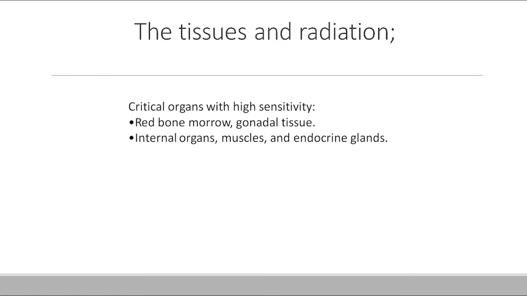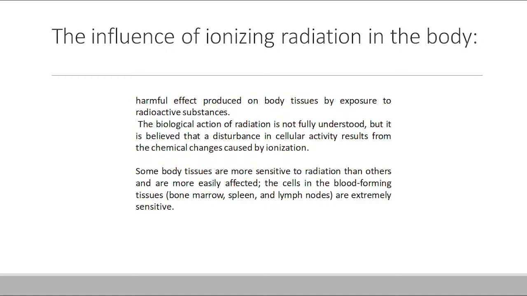Critical organs with high sensitivity: red bone marrow, gonadal tissue, internal organs, muscles, and endocrine glands. Harmful effect produced on body tissues by exposure to radioactive substances. The biological action of radiation is not fully understood, but it is believed that a disturbance in cellular activity results from the chemical changes caused by ionization. Some body tissues are more sensitive to radiation than others and are more easily affected. The cells in the blood-forming tissues, bone marrow, spleen, and lymph nodes are extremely sensitive.